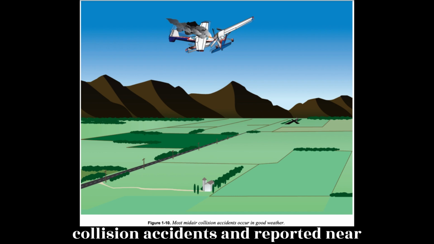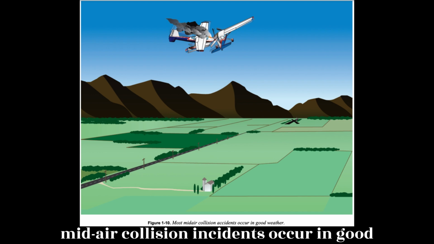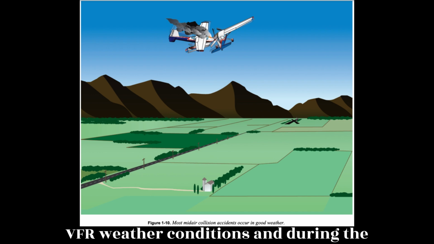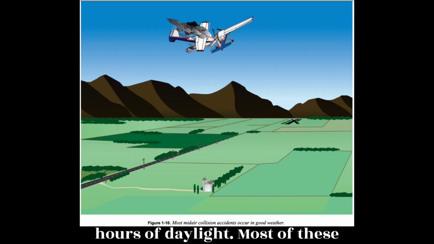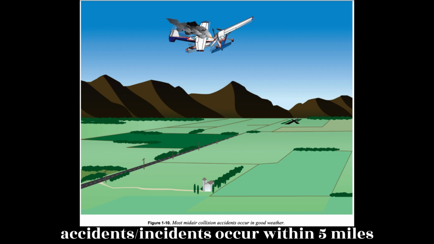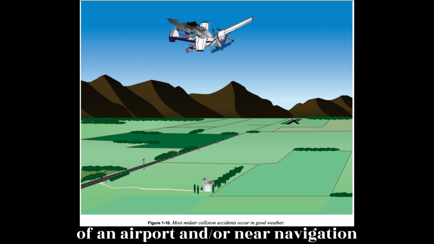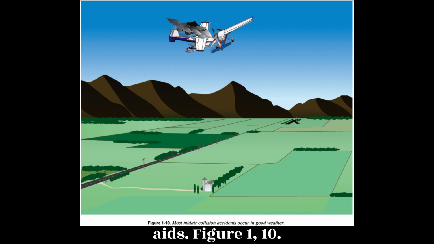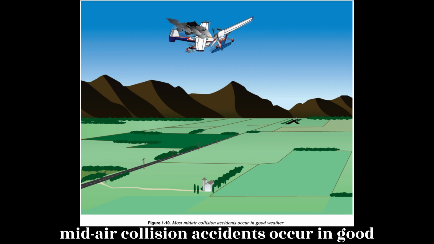Most mid-air collision accidents and reported near mid-air collision incidents occur in good VFR weather conditions and during the hours of daylight. Most of these accidents/incidents occur within 5 miles of an airport and or near navigation aids. Figure 1.10. Most mid-air collision accidents occur in good weather.